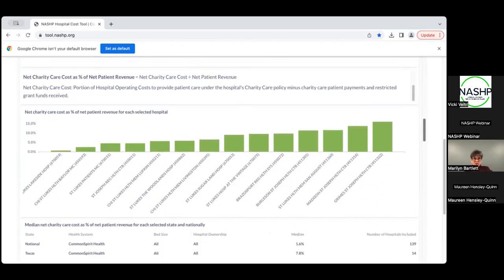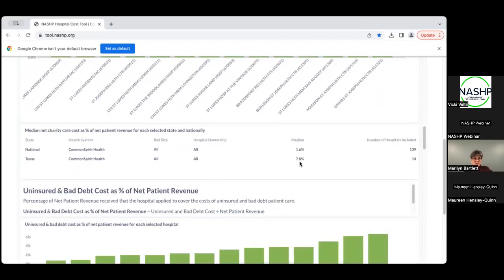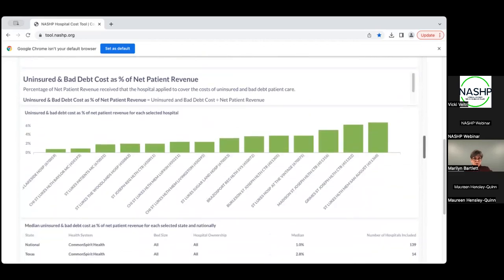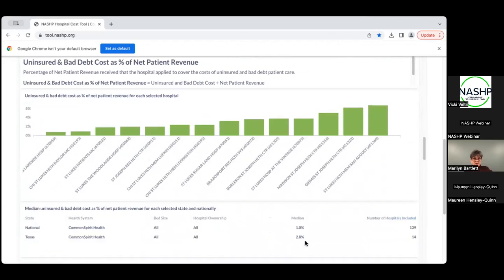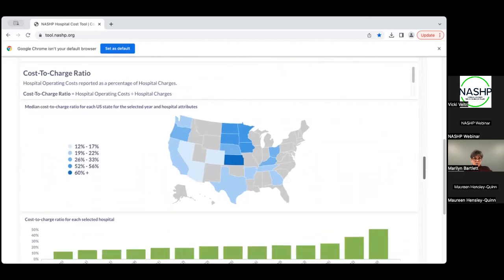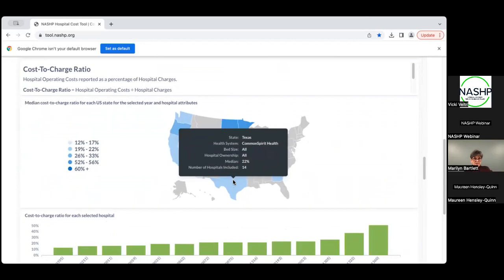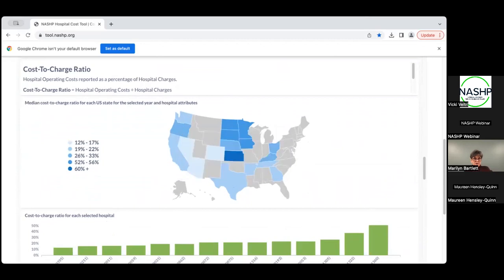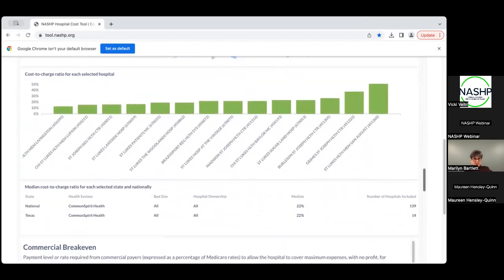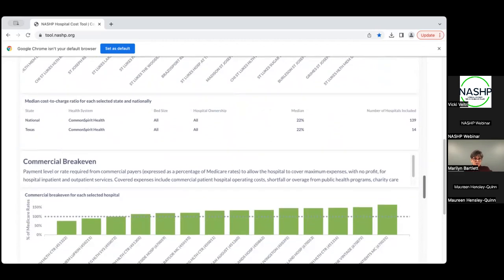Net charity cost as a percentage of net patient revenue. You can see Texas is running higher than the national for CommonSpirit. Uninsured and bad debt, Texas is running slightly higher than the national. Cost to charge ratio, we talked about that with a specific hospital. Texas is coming in at 22%. You saw the graph with the cost to charge. You can compare that. It's right on target, 22%, the median in Texas compared to national.